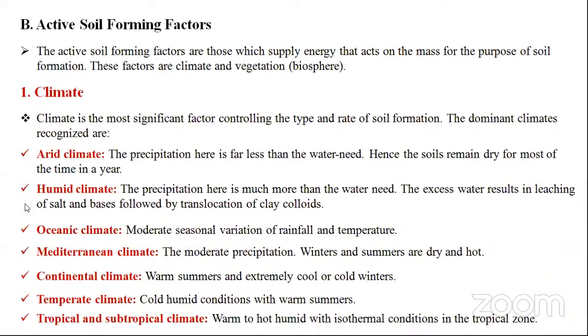At the same time, in oceanic climatic conditions, you can see some moderation, some moderate variations in rainfall and temperature. In the Mediterranean region, you can see winters and summers are somewhat very dry. And continental climatic conditions, especially in South Indian conditions, are like this. There will be warm summers and extremely cool winters. Summer will be very hot, at the same time winters will be very cold. This is called continental climatic conditions.